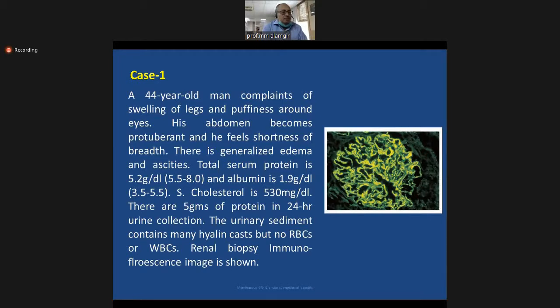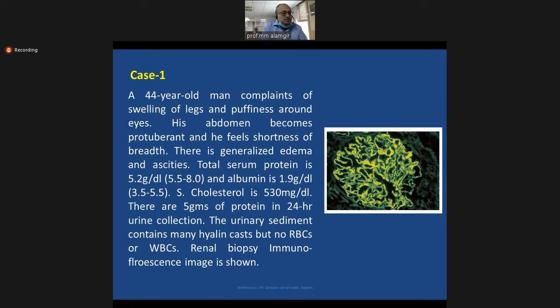The labs show total serum protein of 5.2 grams, that is within range, and albumin is 1.9 grams. So albumin is low. In the bracket, we have normal ranges. Serum cholesterol is 530 milligram per deciliter. There are 5 grams of protein in 24-hour urine collection. The urinary sediment contains many hyaline casts but no RBCs or WBCs.